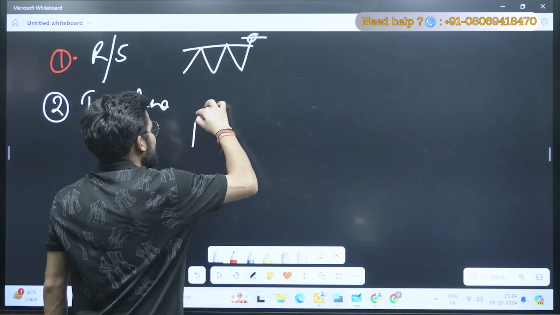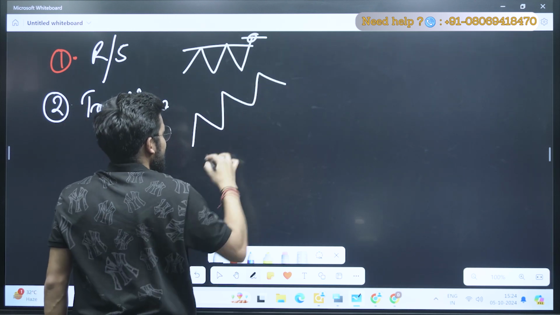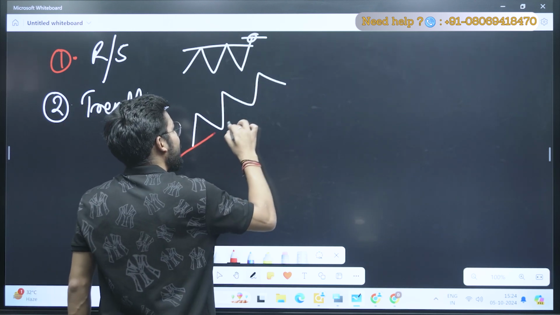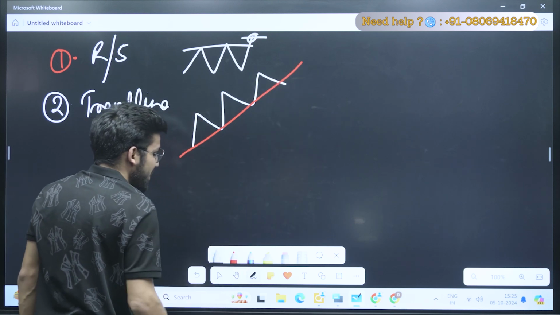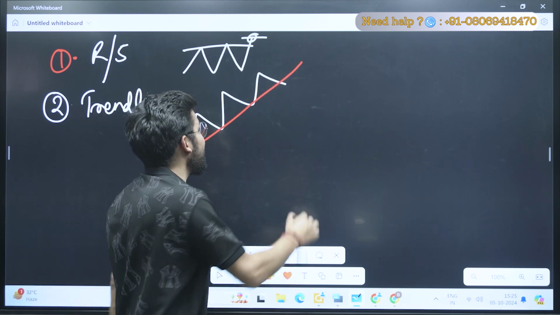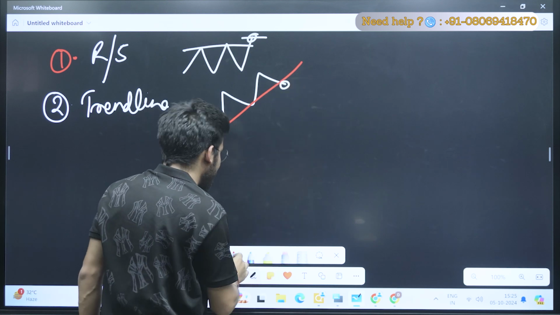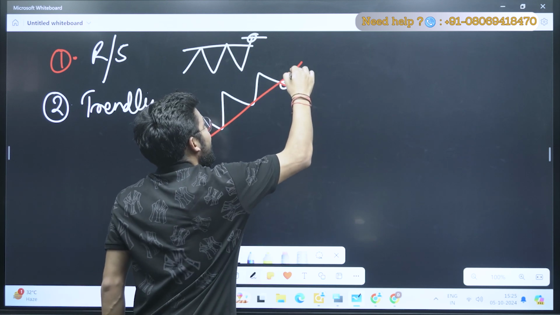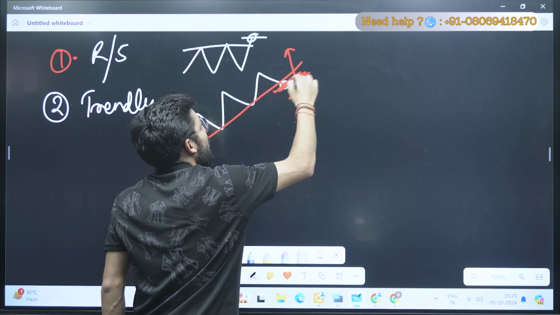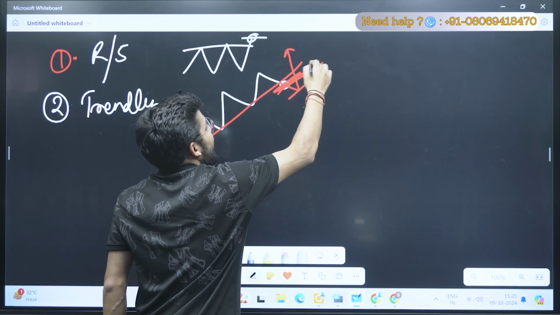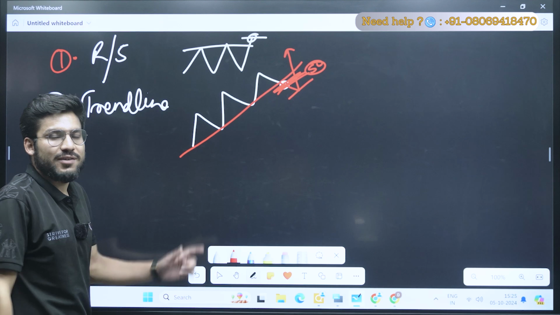Okay, so suppose this is an uptrend line moving like this. So if I draw a trend line from this point like this, right? So what they will do, they will break this trend line. So there will be some traders who will initiate their buying at this level, but again what they will do, they will reverse the market from this point. So all of the stop losses, all of the buyers who were taking entry, their SL gets hit, they will be removed from the market.